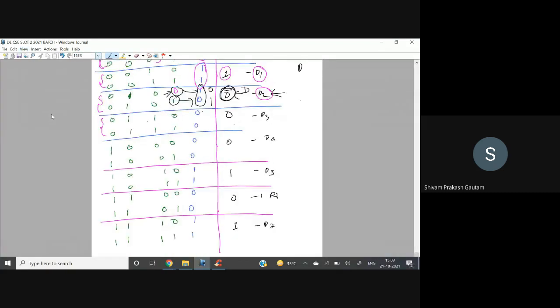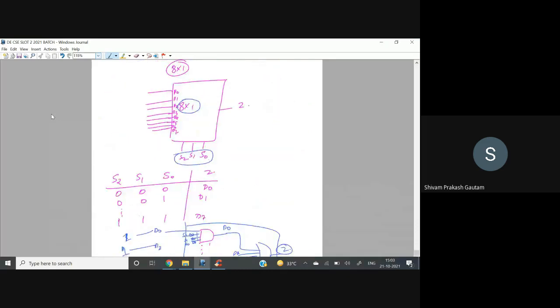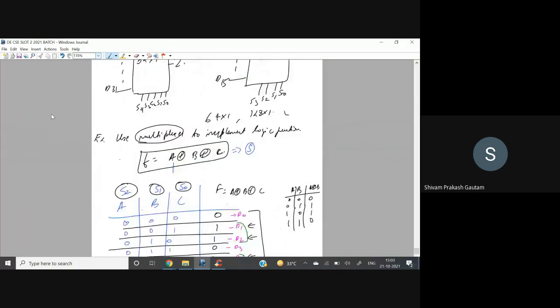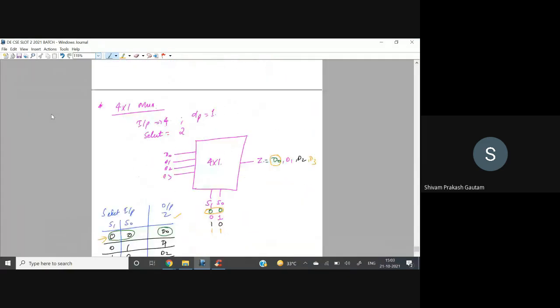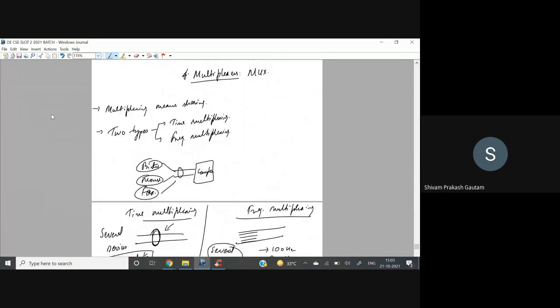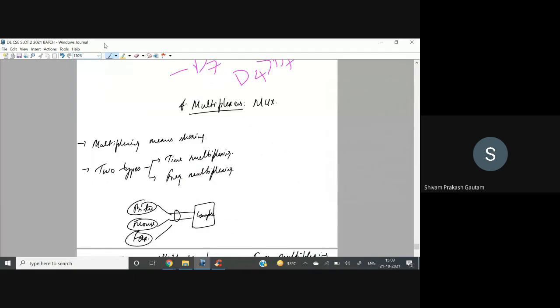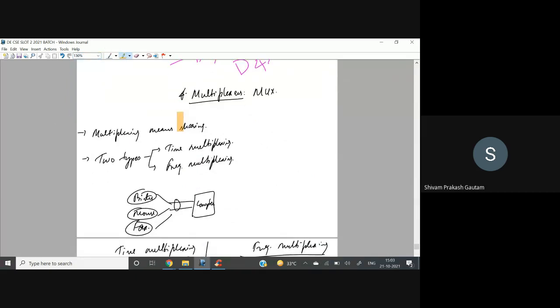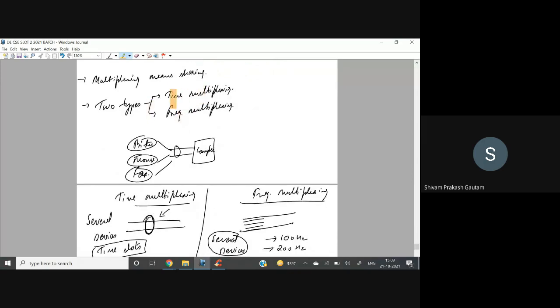Let us recollect what we have seen today. We have started a new topic called multiplexer. Multiplexer means sharing. There are two types of multiplexer: time multiplexing and frequency multiplexing.